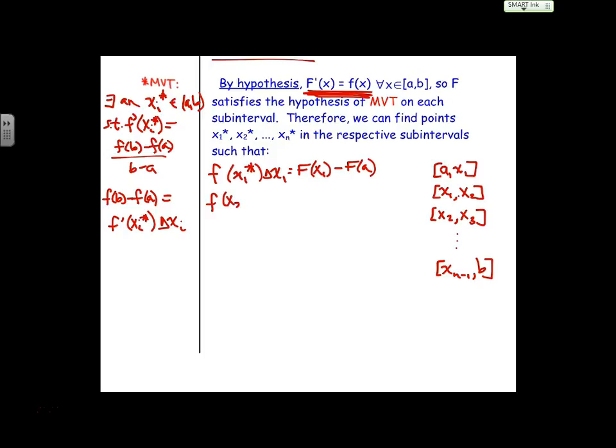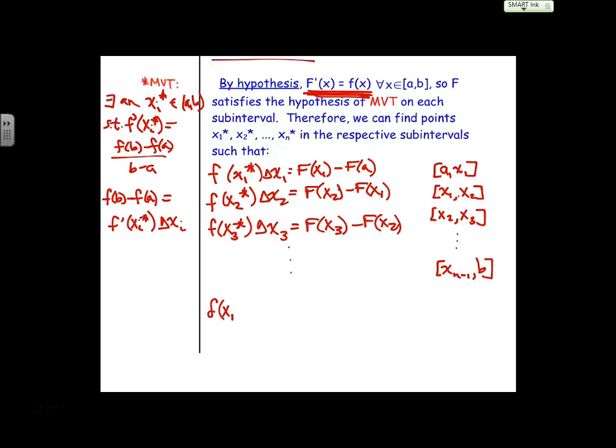The next subinterval is going to be f of x2 star times delta x2 equals F of x2 minus F of x1. We can go again if we want to: f of x3 star times delta x3 is equal to F of x3 minus F of x2. Now this can keep on going until we get to our final subinterval, f of xn star times delta x sub n equals F of b minus F of x sub n minus 1.